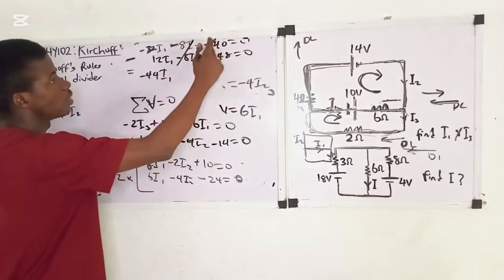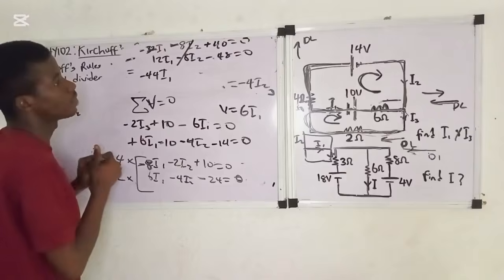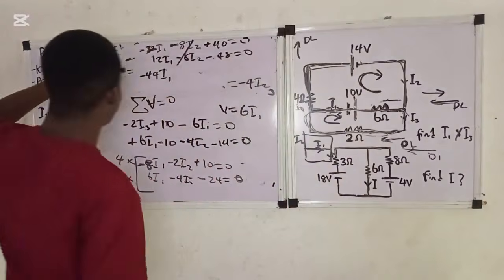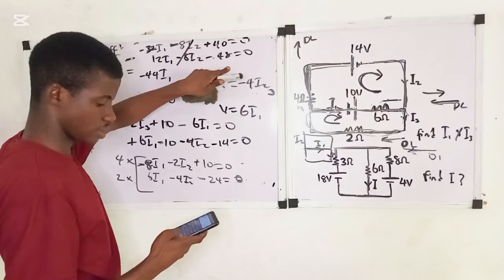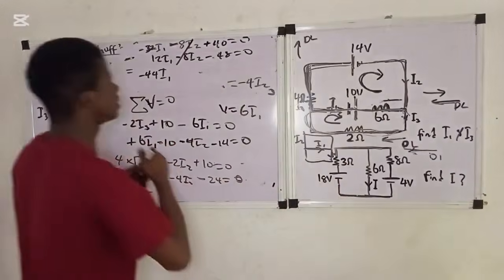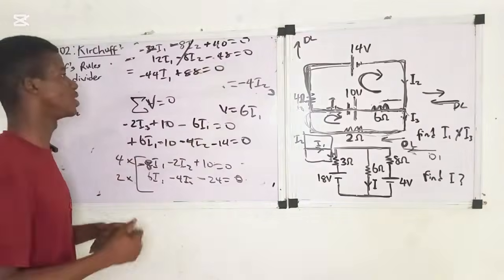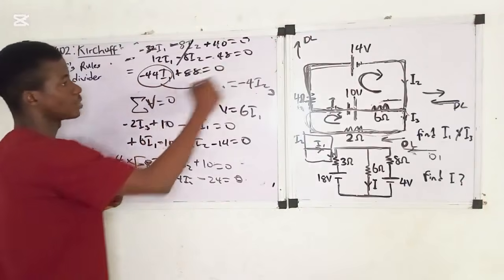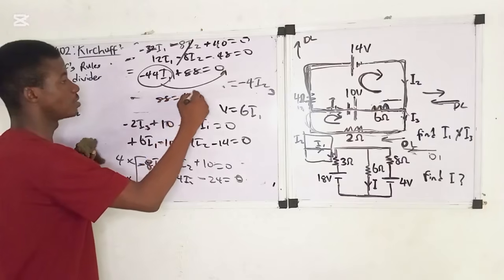Then let's continue. 40 minus 48 will give us minus 88, right? So that is 88. Then it is equal to 0. So what am I going to do next? We're looking for I1. So take minus 44 I1 to this side to turn plus, right? So now 88 is equal to plus 44 I1, right?